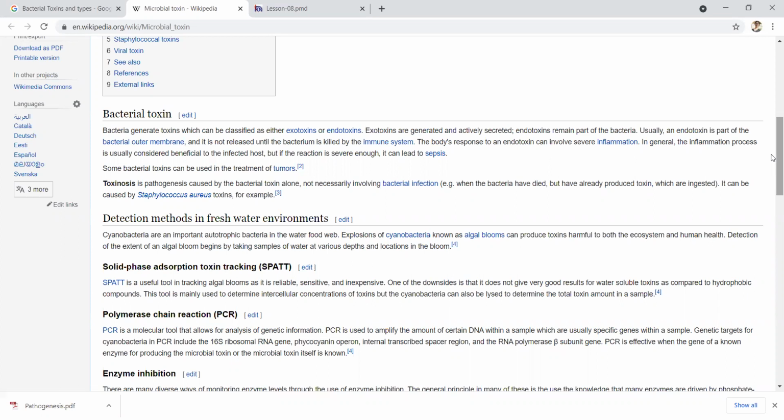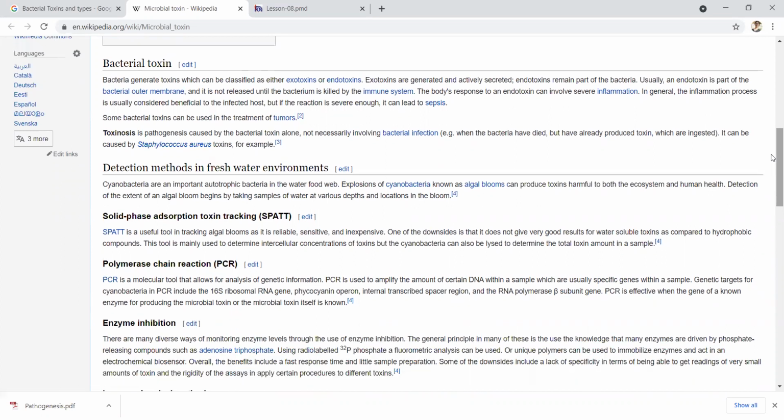So here they have shown some methods of how these toxins can be identified, or if someone is affected by a toxin, how they can be diagnosed.